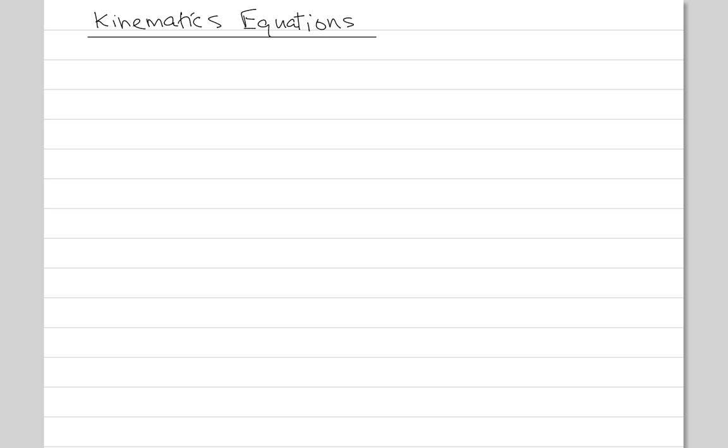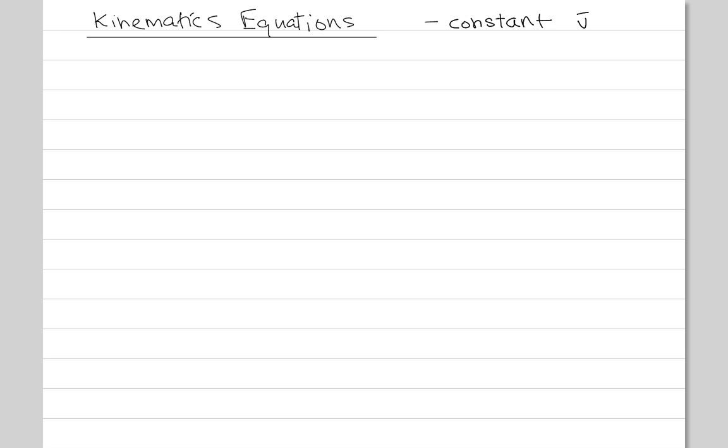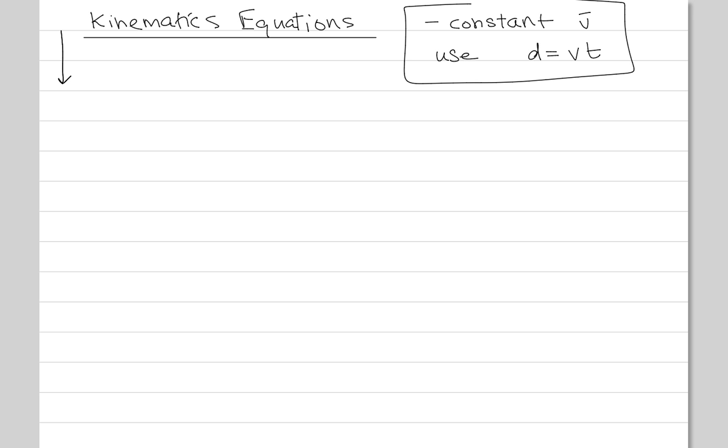Because if you have constant velocity, you're just going to use d equals vt. So this is for constant velocity, where distance is linear. The kinematics equations take into account acceleration and the fact that in those cases, distance will be non-linear. So all you have to do to begin this lesson is draw a linear VT graph.